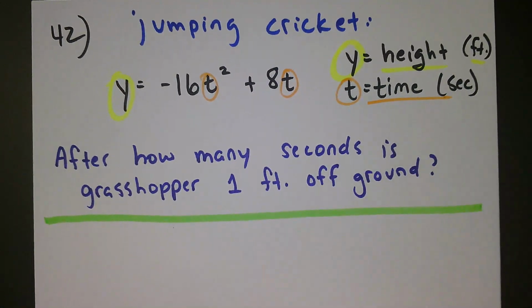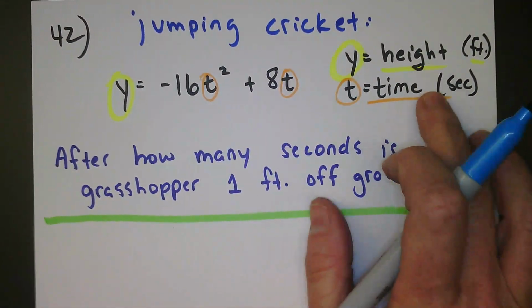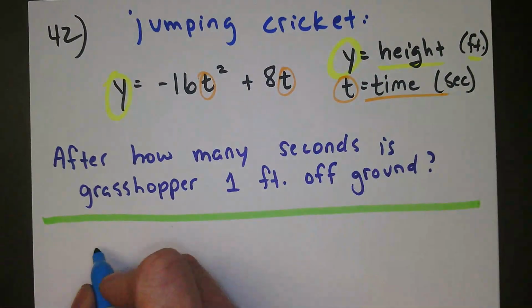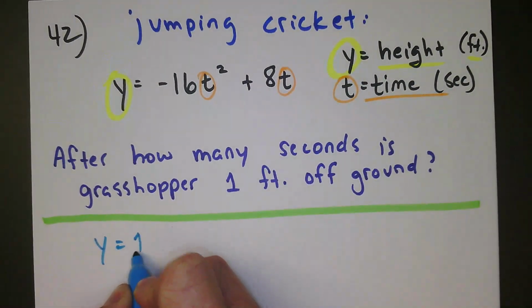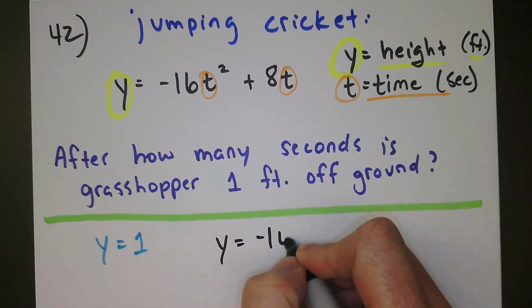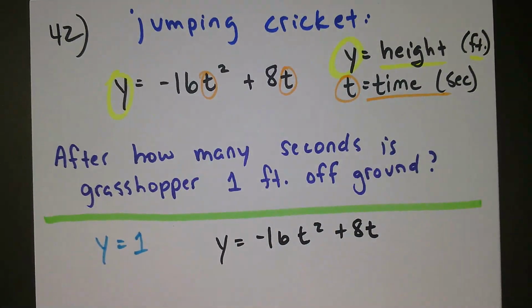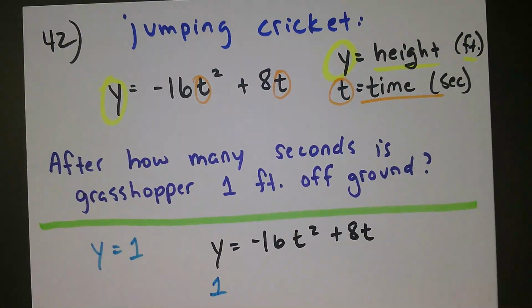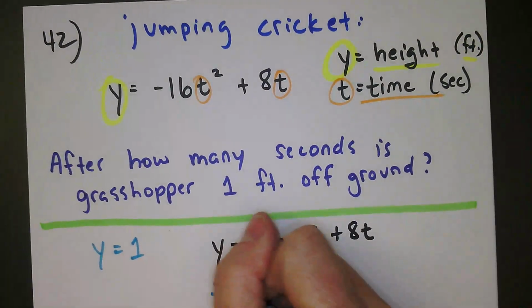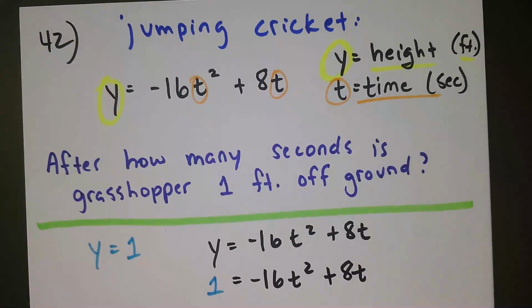So this is where you actually now need to start making some deductions. 1 foot off the ground. Well, which variable is measuring height? Well, that's the y variable. They want it 1 foot off the ground. So we want our y value to be 1. You are going to take the given equation and you are going to replace y with the number 1. So we end up here. 1 is equal to negative 16t squared plus 8t.